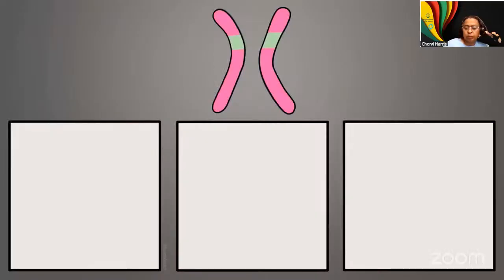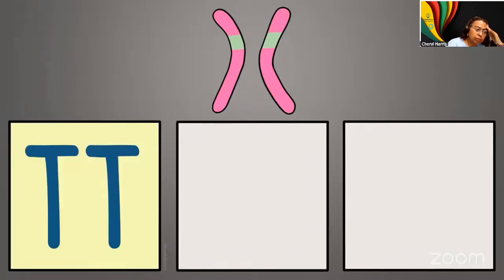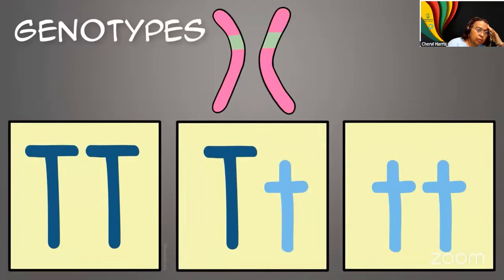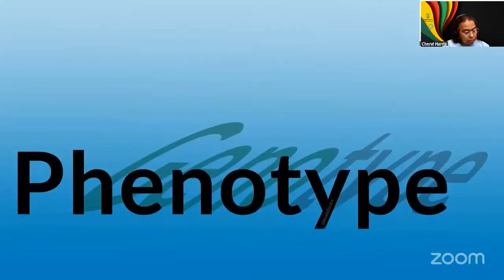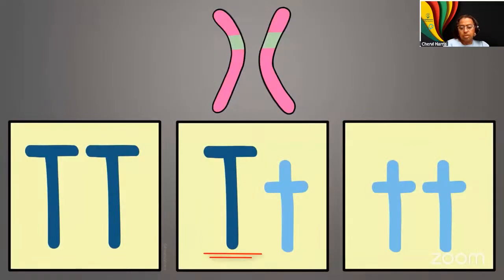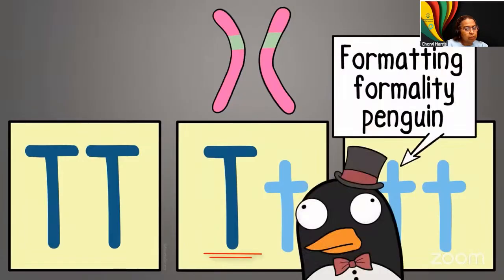Now remember that you have two allele copies, so the combination you could have here could be big T, big T, big T, little t, or little t, little t. These are called genotypes, your genetic makeup. Genotypes can help determine a phenotype, which is a physical characteristic. You'll notice when writing genotypes, I put the capital letters first, if it contains a capital letter. That's not because the order matters, it's a formatting formality that capitals are written first.